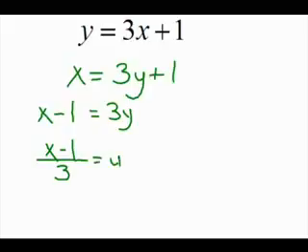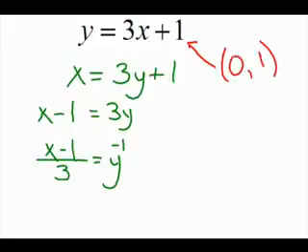This is the inverse function of my original function. I will note this by putting a negative 1 on the y. I can check my inverse function to see by plugging a point in my original function. If I put in 0, I get out 1. If my inverse function is truly accurate, when I put 1 into it, I should get out 0. 1 minus 1 over 3. Yep, 0.